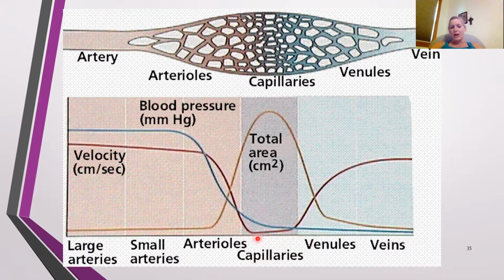Okay. Velocity will pick up a little bit as we enter into those veins because the total area has decreased. Again, ways to think about how that works: velocity is high here. As I increase the area, velocity slows down, and then as area decreases again, velocity will increase.